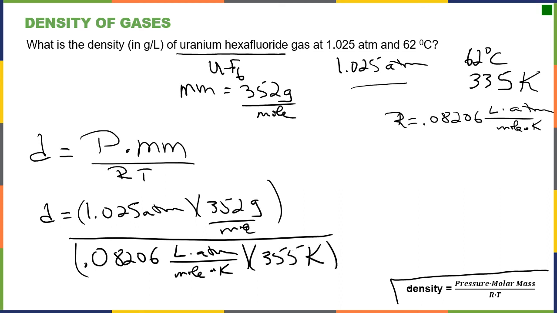Now, notice I put the units in. Let's make sure that they all cancel. If we do this, our atmospheres cancel, our moles cancel, our temperature in kelvins cancels, and we're going to get units of grams per liter, and our value is going to work out to be 13.1. It's going to be dense because that is definitely a heavy metal.